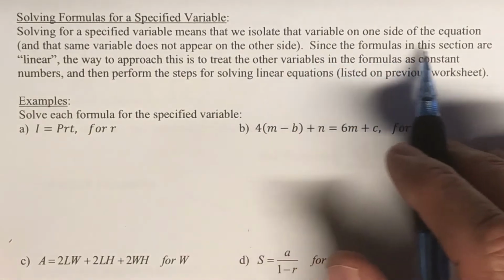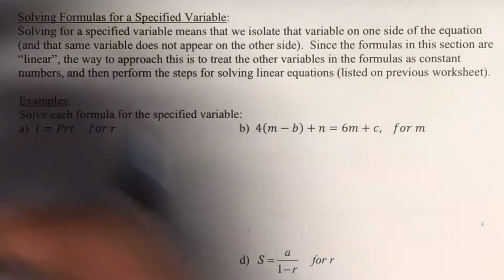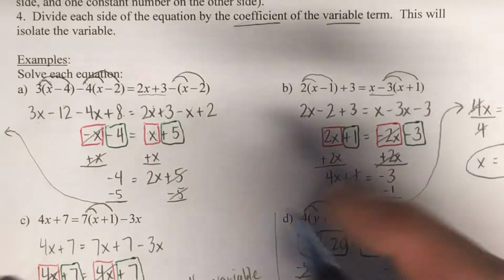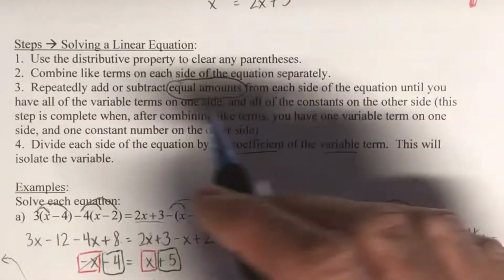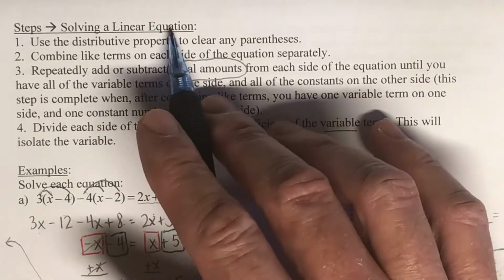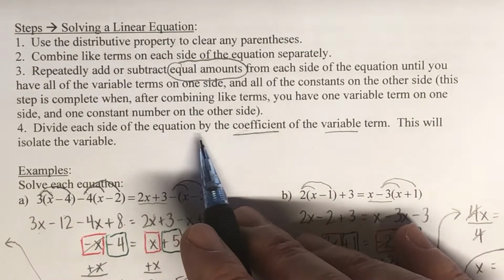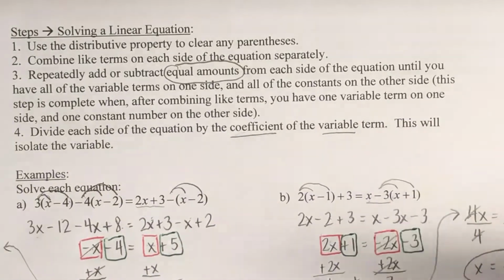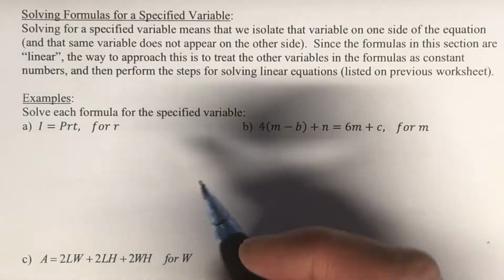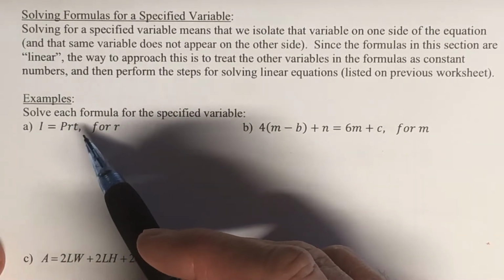It says here, since the formulas in this section are linear, they put that in quotes because it's not the same as the one variable linear equations because they only have one letter in them. But it is still the same idea. This is a worksheet from a different video where we learn how to solve a one variable equation. We're going to do these same steps here for the most part for that reason, because it is the same type of thing. The only difference again is that it has more than one letter in these equations that we're looking at now, but we're supposed to pretend like those other letters are constants.